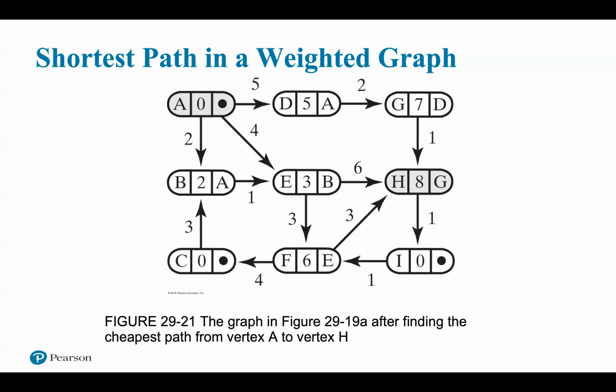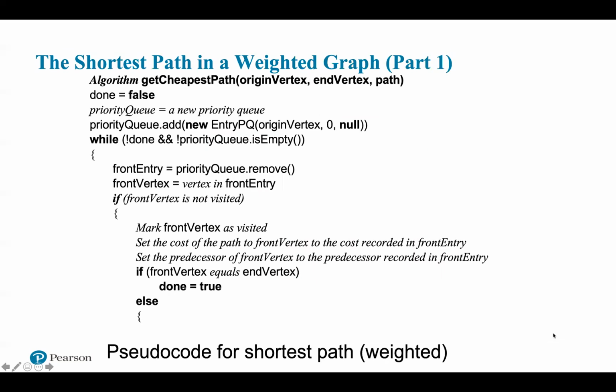Figure 29.21 shows us the state of the graph at the conclusion of this trace given in figure 29.20. By looking at the destination vertex H, we can see that the weight of the cheapest path from A to H is 8. Tracing back from H to A, we see that the path is A to D to G to H, as we noted in figure 29.21. So let's talk about the algorithm.